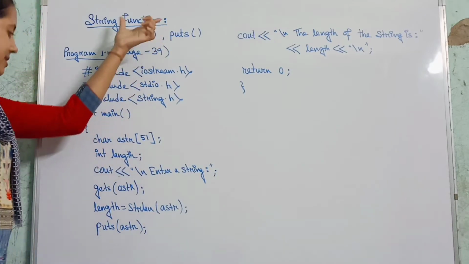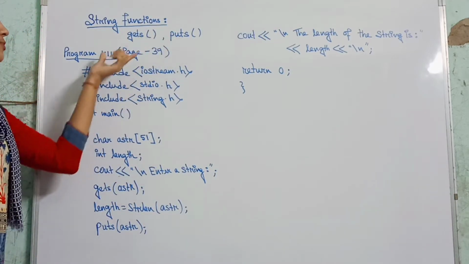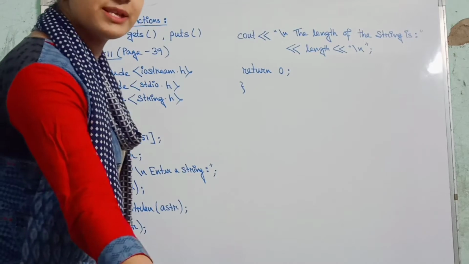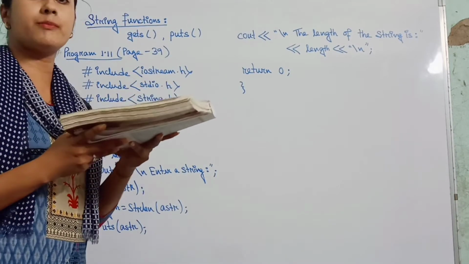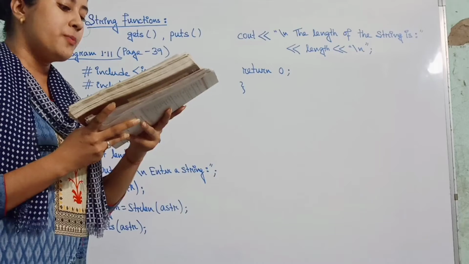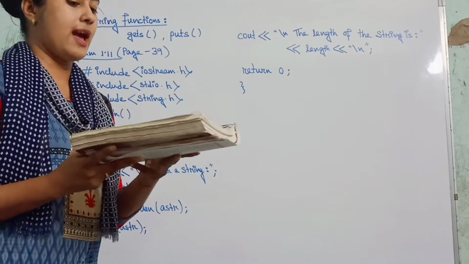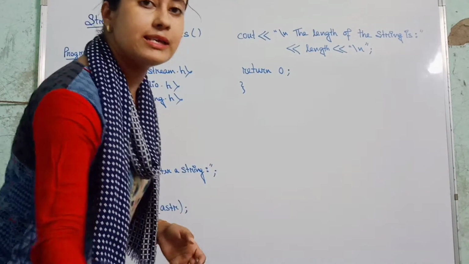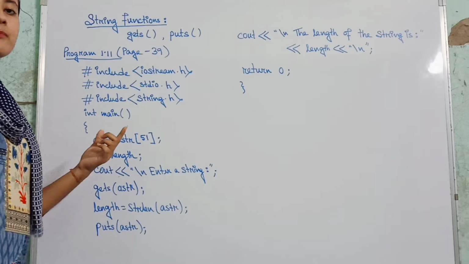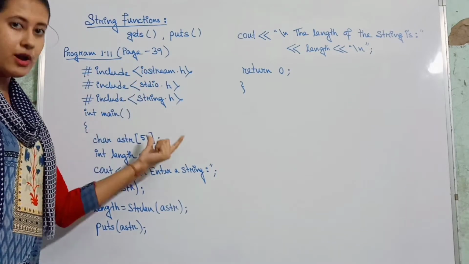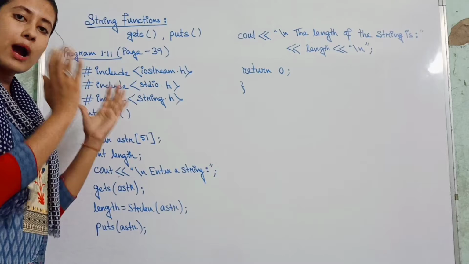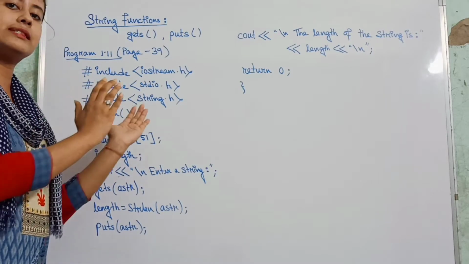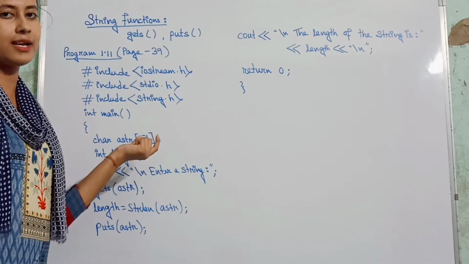In order to understand gets and puts, one program is given in your book. This is on page number 39, program number 1.11: a program to read a string and print its length. What it says in this program is that the user has to enter one string, and the length of the string should be printed as output.